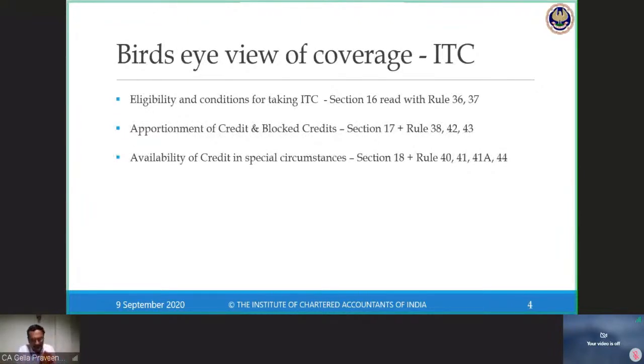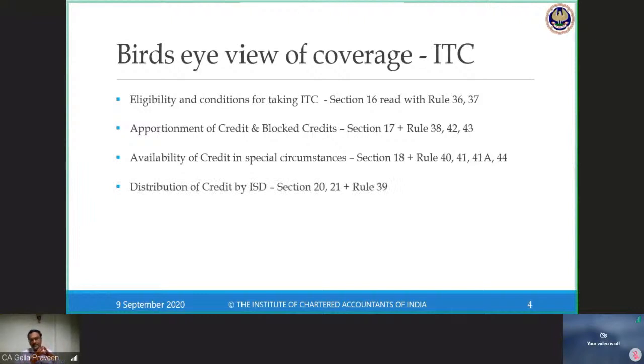So section 18 talks about scenarios where you're not registered and are getting registered today, or you're under composition and moving on to regular, or from the regular scheme you're moving on to composition. Various permutations and combinations are covered in detail in section number 18. There are 4 rules: 40, 41, 41A and 44. These 4 rules should be read harmoniously while reading section 18.